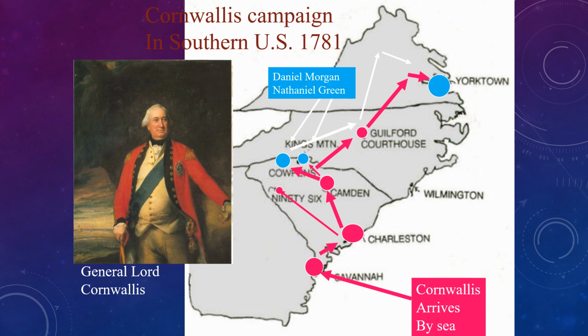This is Cornwallis' campaign in the southern United States. It's sometimes referred to as the Southern Campaign. More commonly, it's referred to as the Yorktown Campaign. So I have up there Cornwallis' campaign in the South, but this is really known as the Yorktown Campaign. Yorktown is spelled on the map there at the very top.